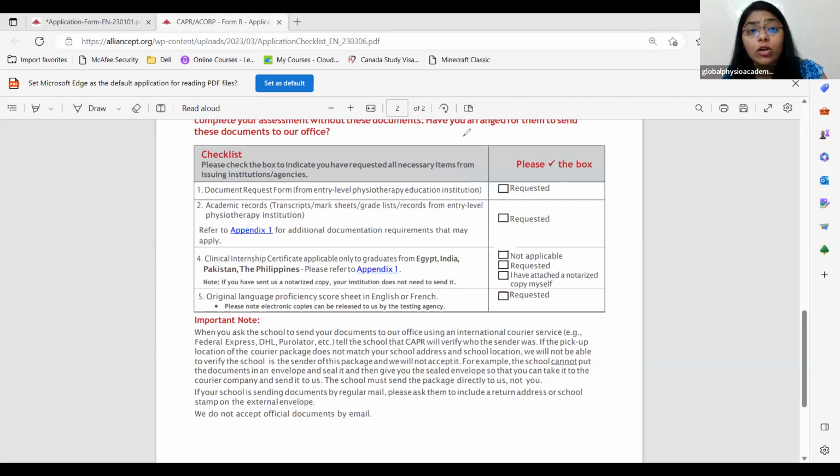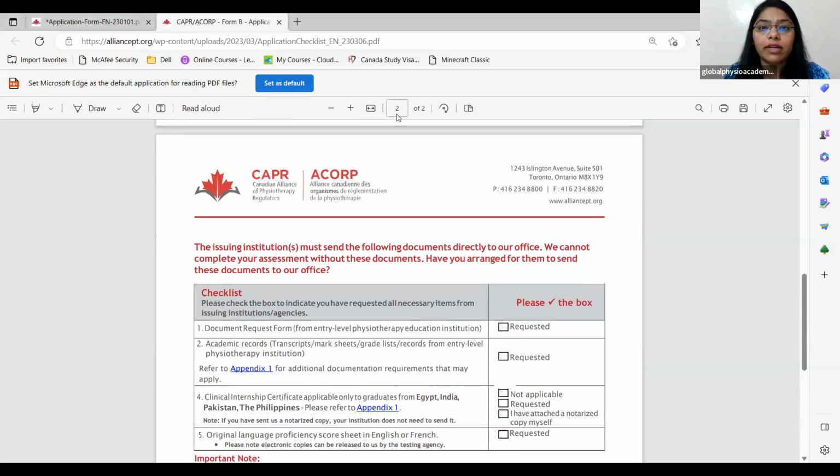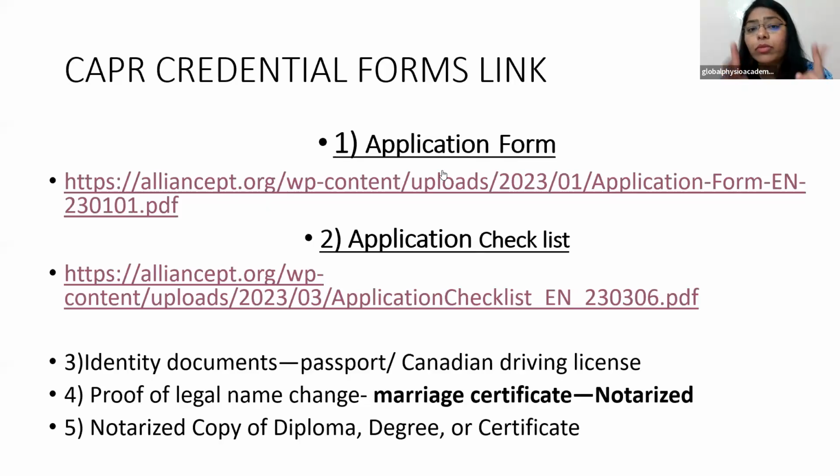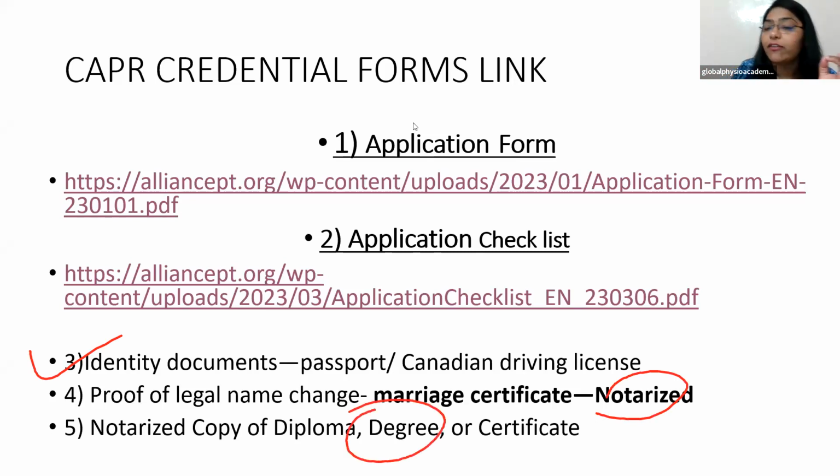Perfect. So this is what your college has to submit. Now the third thing is another one. Let's go with my slide again. Application form, checklist: the student has to do this, okay? Identity document, either passport or Canadian driving license, not the Indian one. Proof of legal name change, marriage certificate notarized. Notarized copy of the diploma or the degree certificate. Generally you put the degree certificate. If the student puts the internship certificate, then it must be notarized; otherwise the college will submit on your behalf. I prefer that the college submits. It is not my heading. So these are your forms.